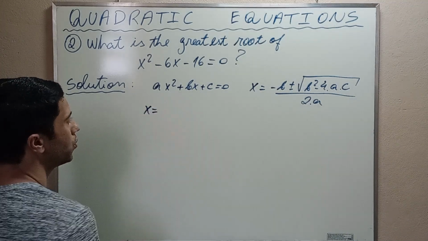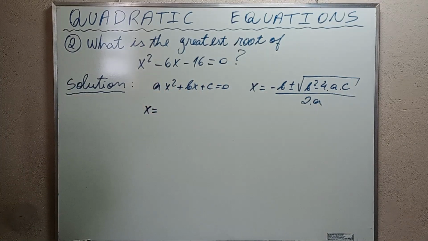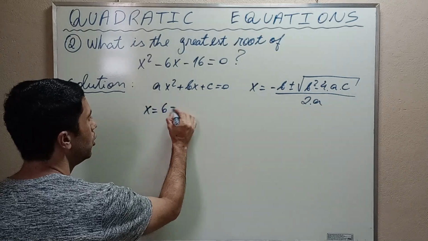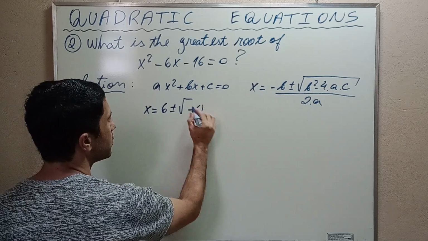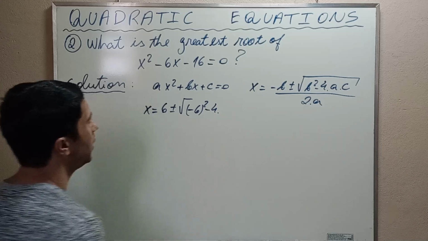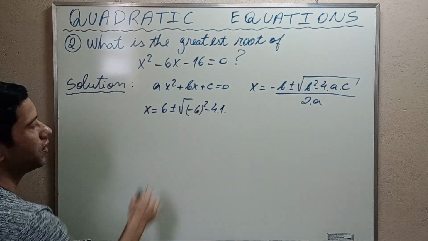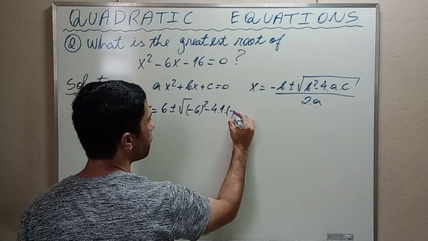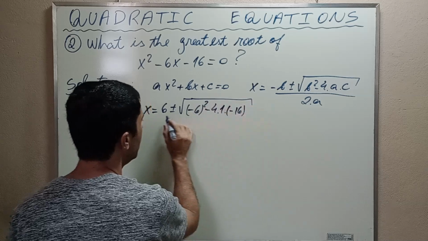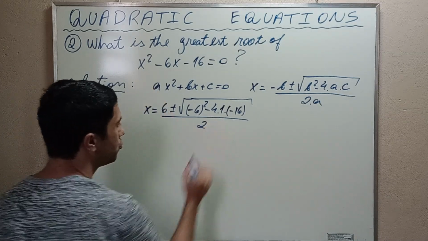Consequently, x will be equal to negative b. b is negative 6, then negative 6 is positive 6, plus minus the square root of b squared, b is negative 6, negative 6 squared, minus 4 times a, a is 1, times c, c is negative 16, divided by 2 times a. a is 1, 2 times 1 is 2. Okay?